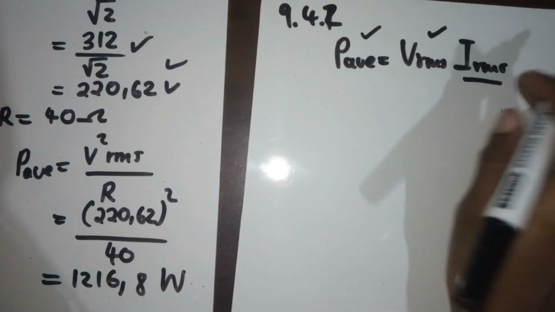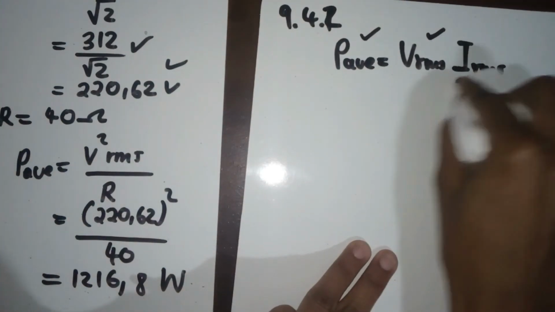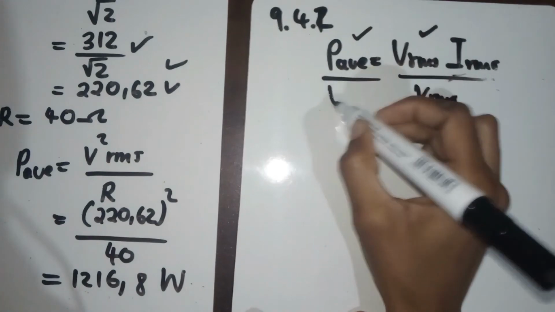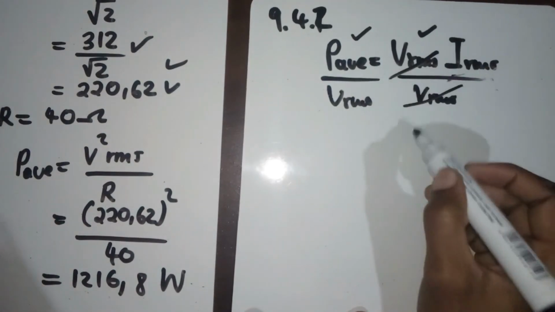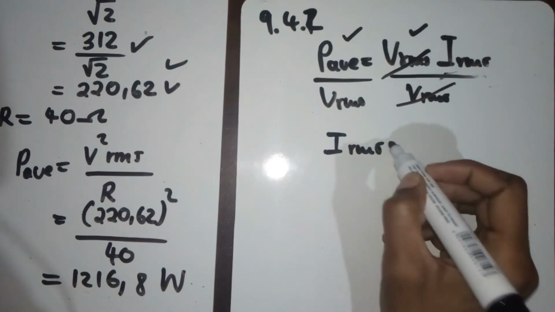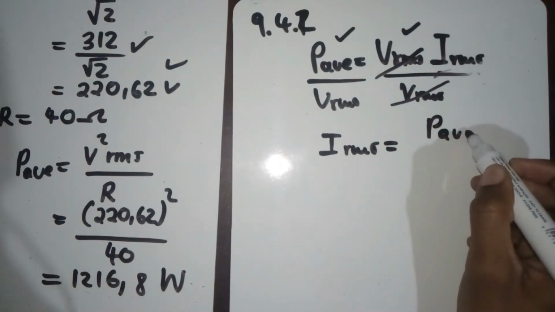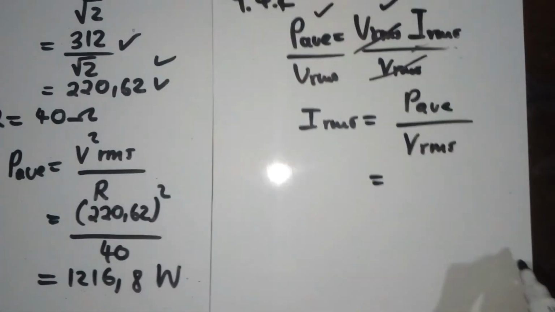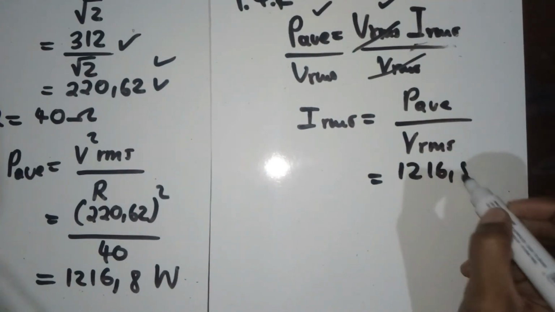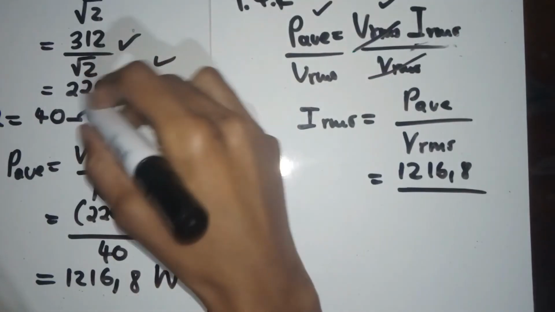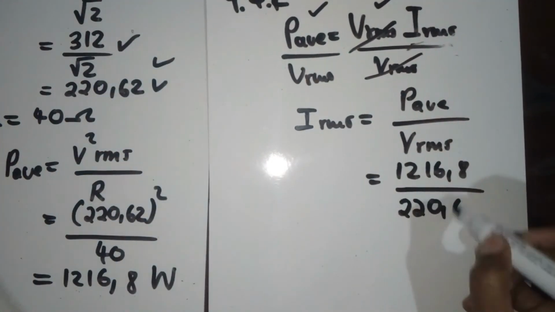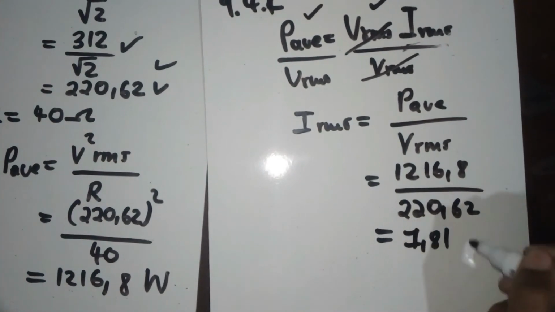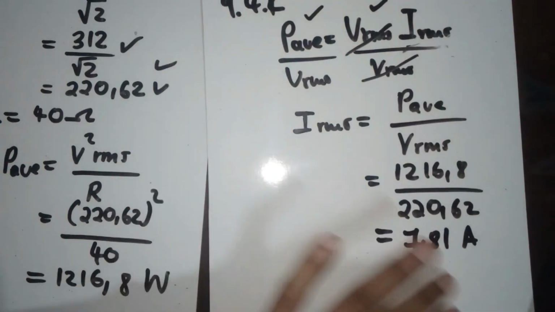To do that, I can simply divide both sides by VRMS so that I can be left on one side with IRMS. So these two will cancel, and then your IRMS will actually be P average, the average power, divided by VRMS. So we know that it was 1216,8 watts divided by the VRMS value, which was 222,62. If we put this in a calculator, we're going to come to a value of about 7,81 amperes. More or less, this is the value that you're supposed to come to.